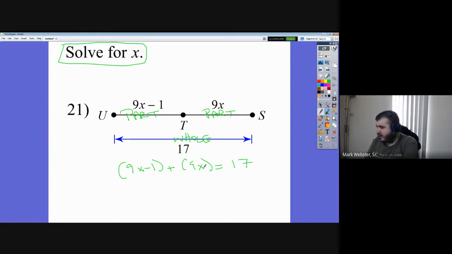Remember, these parentheses don't mean anything. So we can just drop them and we can add our terms together. 9x and 9x makes 18x. And this -1 doesn't have anybody to hang with, so it's just going to be by itself. And then we're going to say, all right, well, I got a 2-step equation. Let me add this 1 over to the other side, right? And then from here, it's just a matter of dividing by 18, and we get x equals 1, yeah?